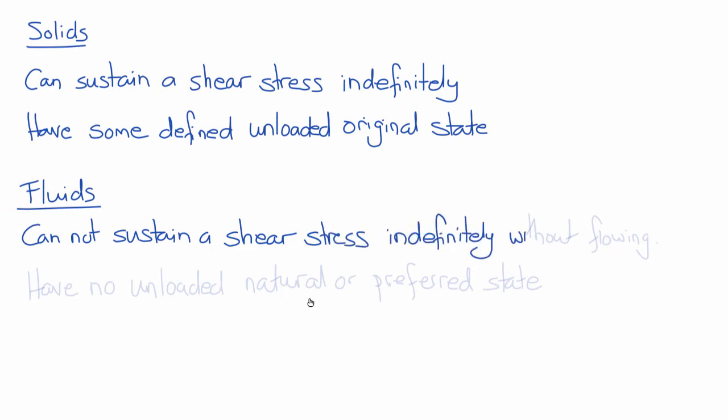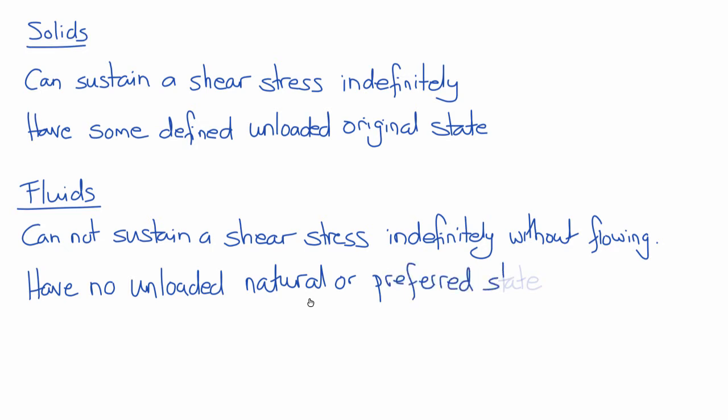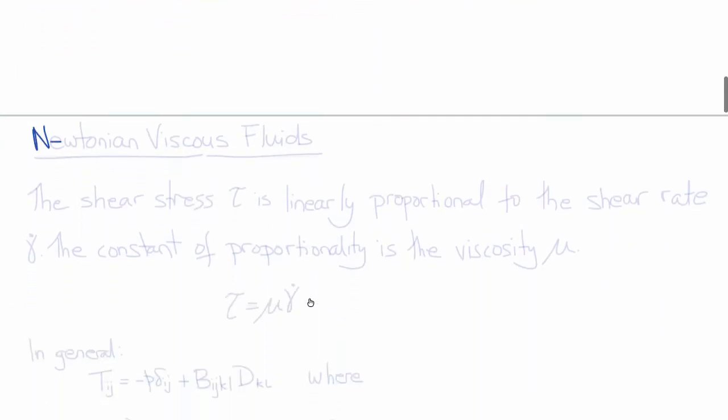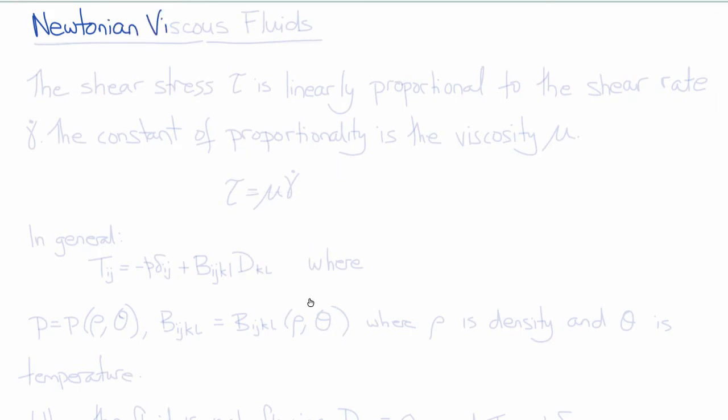As you know, fluids can be liquids or gases, and they differ mainly in their density and compressibility. Liquids tend to be more dense and less compressible. Gases are less dense and more compressible. In biomechanics, we frequently encounter materials that actually have combinations of solid and fluid-like properties. So our first example of a constitutive equation will be the constitutive equation for a Newtonian viscous fluid.